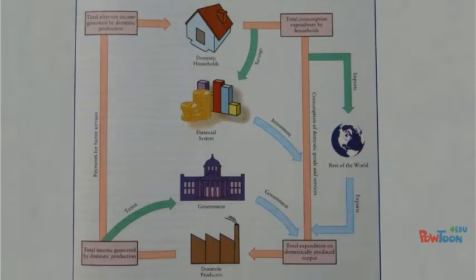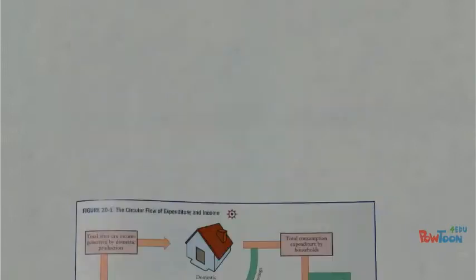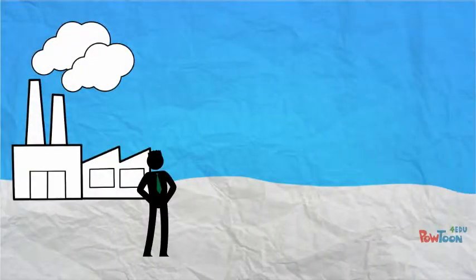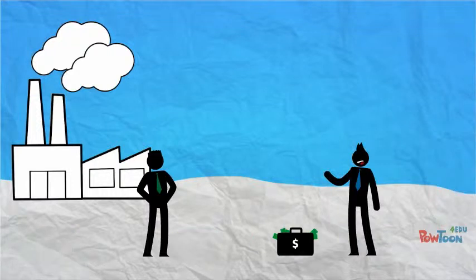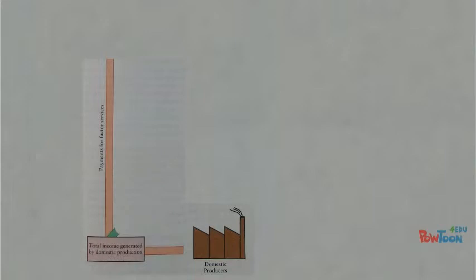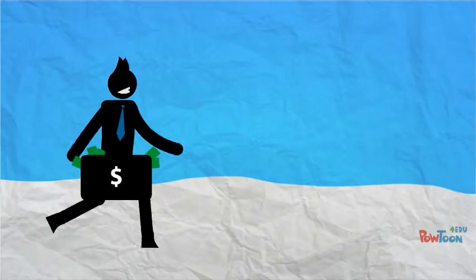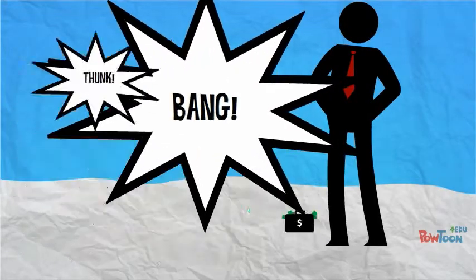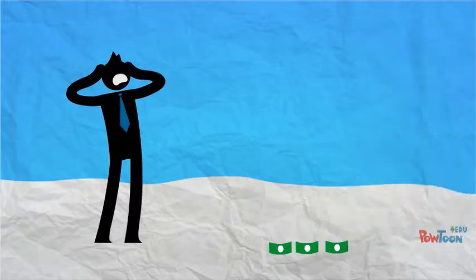In Chapter 20, we looked at the basics of national income accounting and the circular flow of expenditure and income. We begin our journey with a domestic producer who is a manufacturer of maple syrup. From the total income generated by his business, some of it is paid to his employees in the form of wages and salaries. Unfortunately, the employees do not get to keep all their wages, as a percentage is collected by the government in the form of taxes.